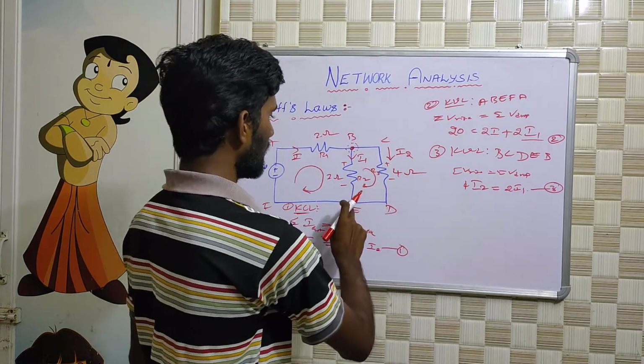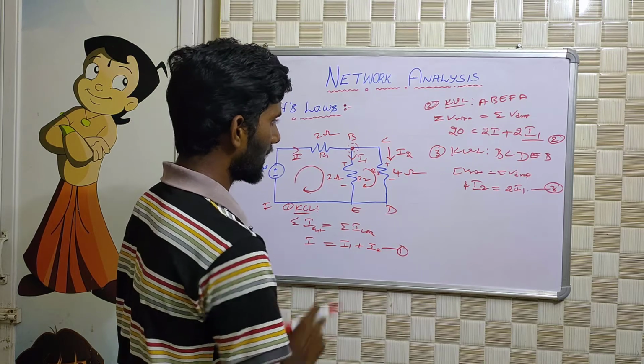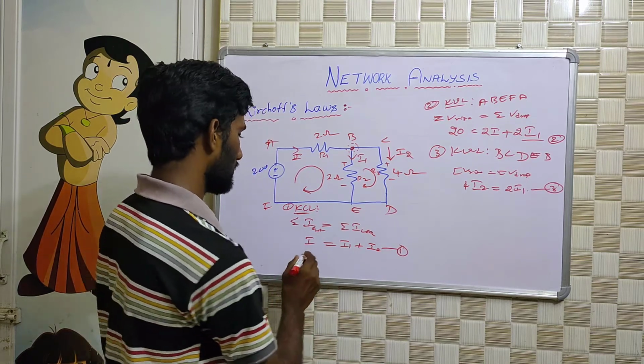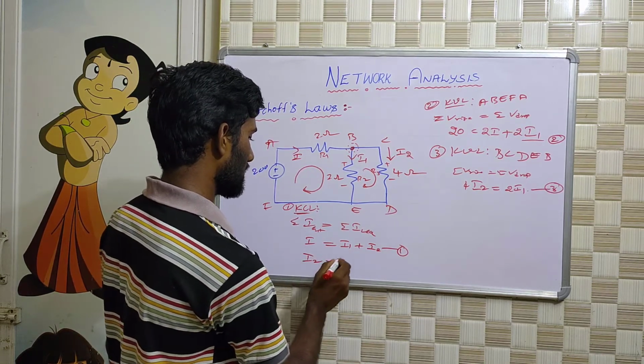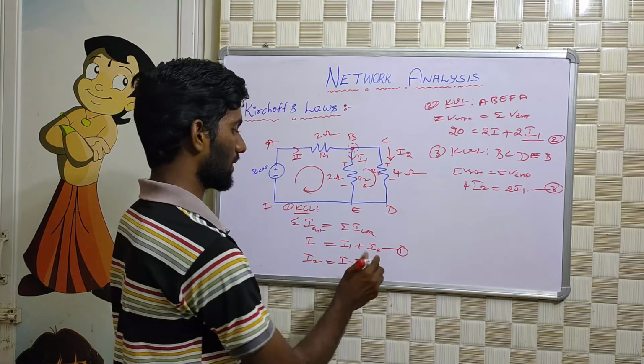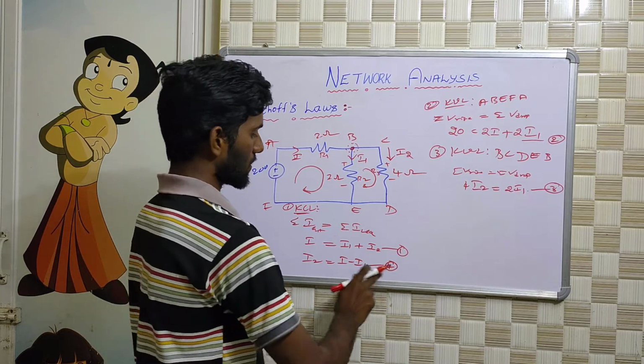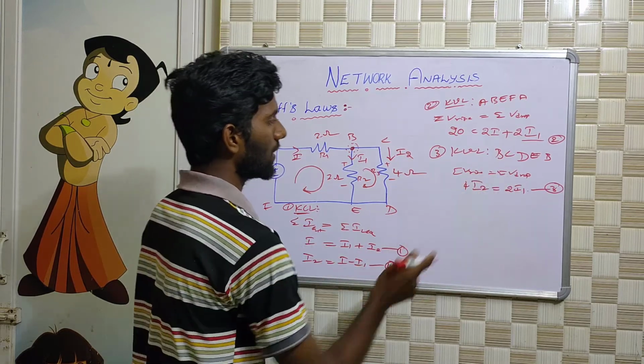4I2 is equal to 2 into I1. So from equation number 1, we have I2 is equal to I minus I1. Let us consider this as equation number 4.